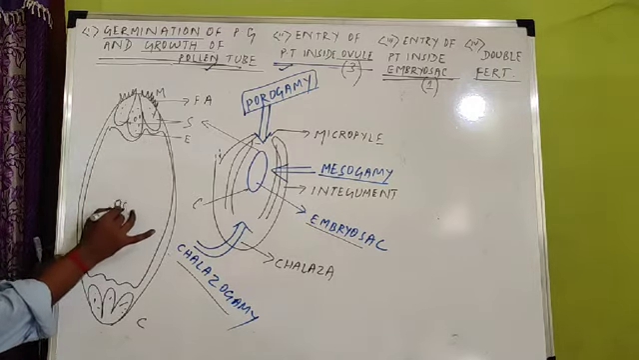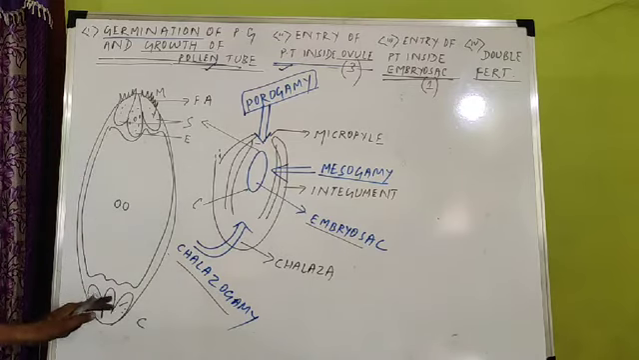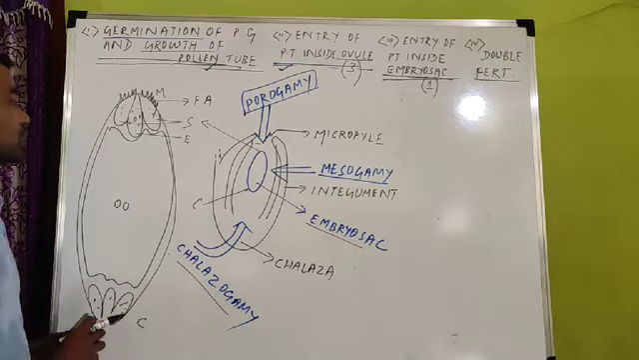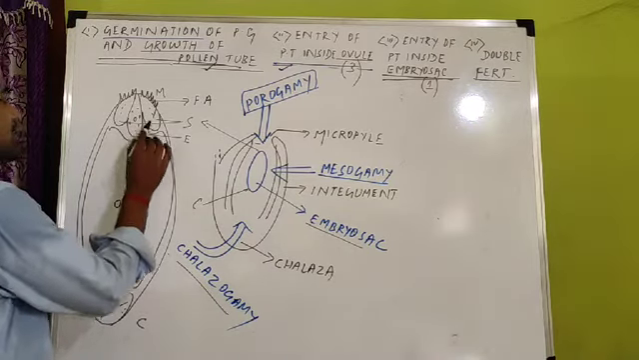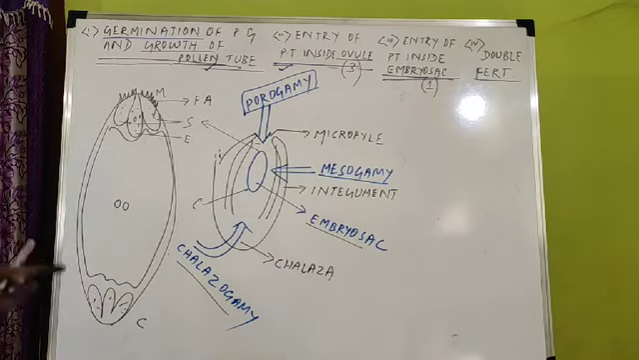With 2 polar nuclei. So the number of nuclei is 8: 1, 2, 3, and at the bottom 3, and at the central cell, 2. So total 8 nuclei, but 7 cells. The central cell is a binucleated cell. This is the embryo sac.